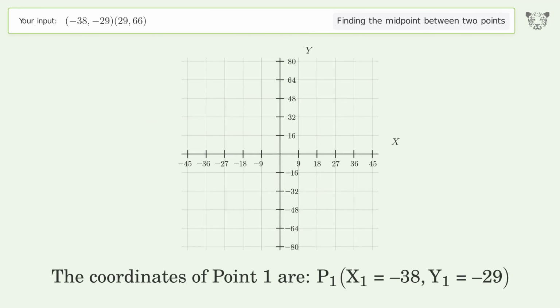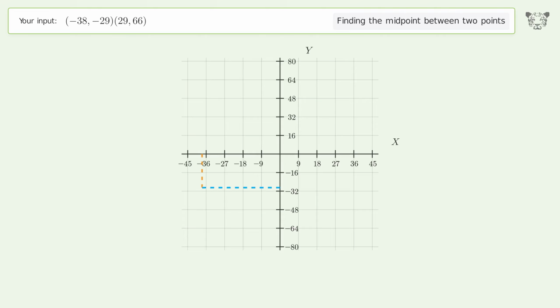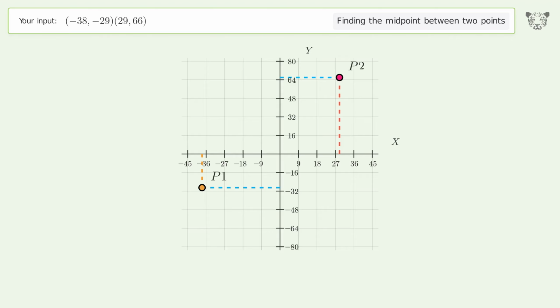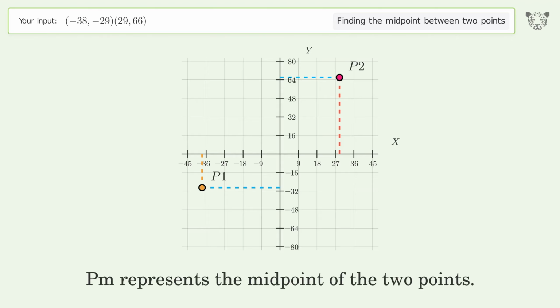The coordinates of point 1 are x1 equals negative 38, y1 equals negative 29. The coordinates of point 2 are x2 equals 29, y2 equals 66. PM represents the midpoint of the 2 points.